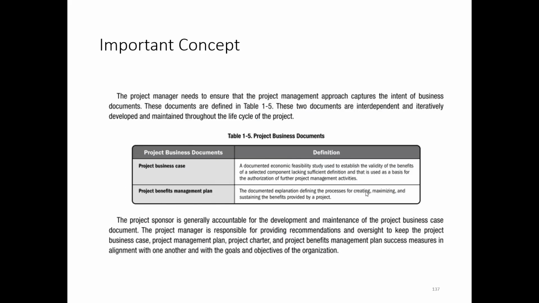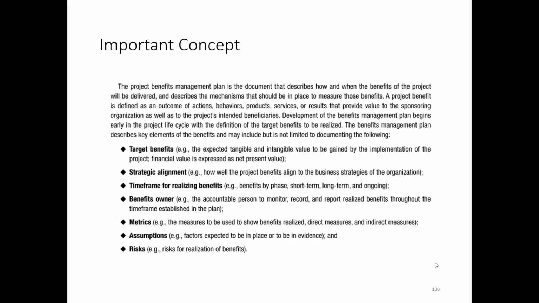So basically a project business case is an economic feasibility study to establish the validation of the benefits of the selected component. And the project benefit management plan is the explanation defining the process of creating, maximizing, and sustaining the benefit provided by the project. So the project sponsor is generally accountable for the development and maintenance of the project business case document. So we have target benefits, strategic alignment, time frame for realizing benefits, benefit owner, metrics, assumptions, and risks.